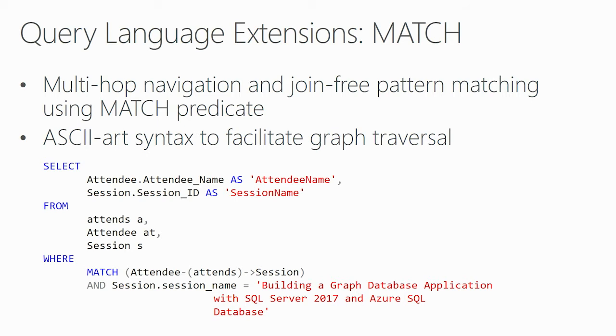If you look at the example here, and at the MATCH predicate there, we are trying to find all the attendees who have attended this particular session that we filter on later in the query. We go from the attendee node to the session node via the attends edge. Anything that appears inside parentheses in that pattern is an edge, and anything that appears at the two ends of the arrow is a node table, right? So we go from a node to another node via an edge.